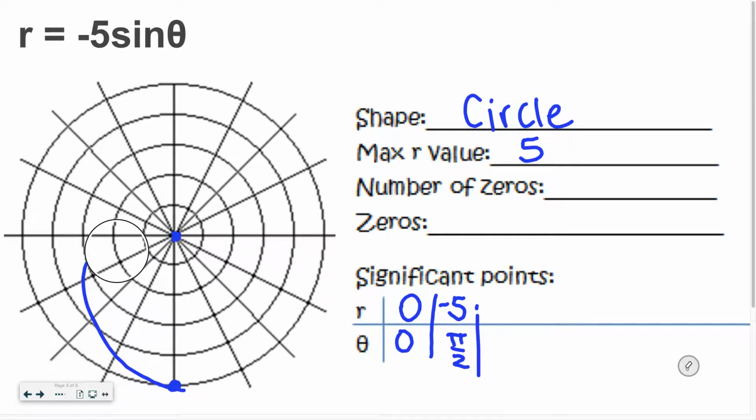Okay. Now watch. When we talk about zeros, we talk about where our graph hits the pole. So do you see how I start at the pole and I draw my circle and I end at the pole? I started at the pole, I drew my circle and ended at the pole. How many times was I at the pole? Twice. So we have 2 zeros.